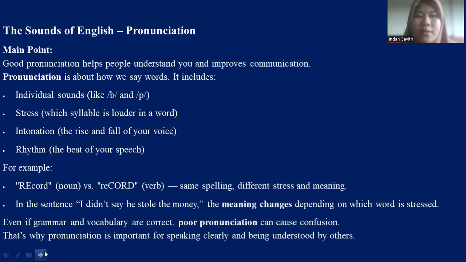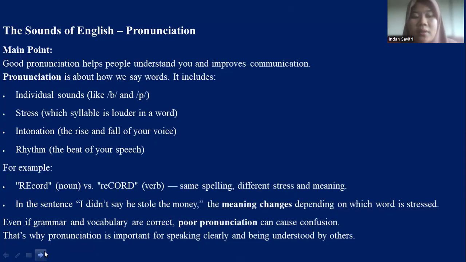The sounds of English, or pronunciation. Main point. Good pronunciation helps people understand you and improves communication. Pronunciation is about how we say words. It includes individual sounds. Stress, which syllable is louder in a word. Intonation, the rise and fall of your voice. Rhythm, the beat of your speech.